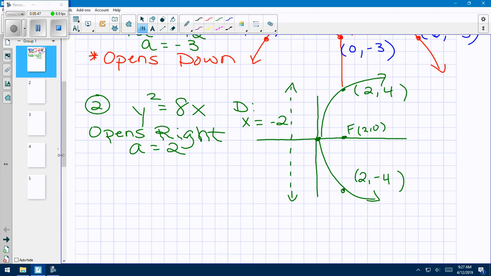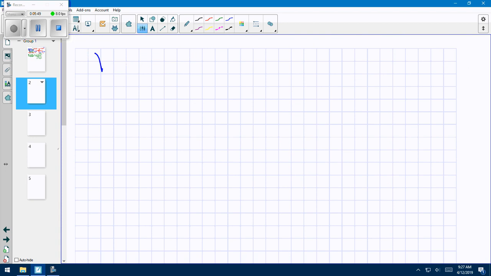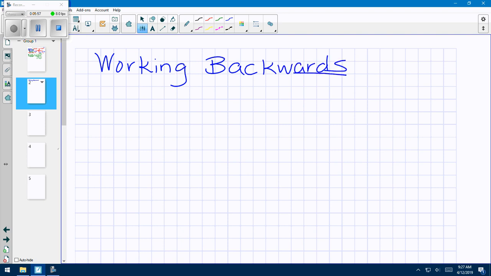Okay, we're used to working backwards with things in general. We did it with circles: given some information about a circle, can we come up with the equation? We're going to do the same thing right now with parabolas. So if I gave you that the vertex of a parabola is at (0, 0), and the focus is at (3, 0), we're going to determine the equation based on those two pieces of information.